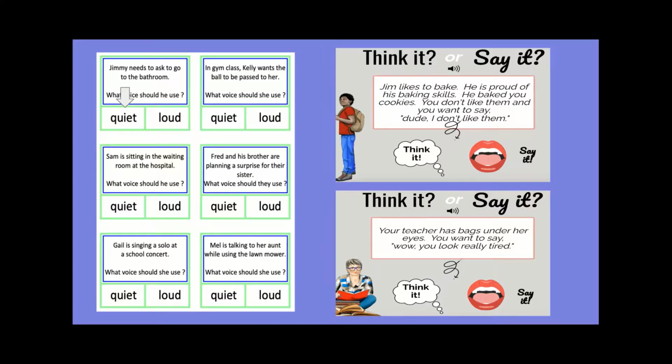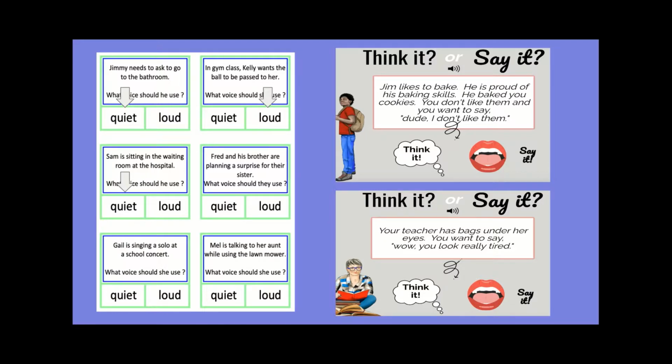In gym class, Kelly wants the ball to be passed to her. Well, let's think about the context. A gym class is loud, they're playing a game, so Kelly needs to use a loud voice. Sam is sitting in the waiting room at the hospital. We know that we're in a hospital, we usually want to keep a quiet tone so that others who are sick can get the proper care and rest that they need. So Sam is going to use a quiet voice.